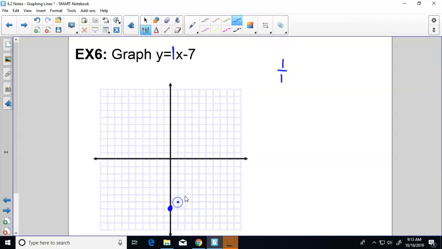So you go up 1/1, up 1/1. Okay. Questions on that one. So if you do not have a number in front of your x, your slope is a 1. So up 1/1. Sometimes you might just have negative x. Then your slope is a -1.